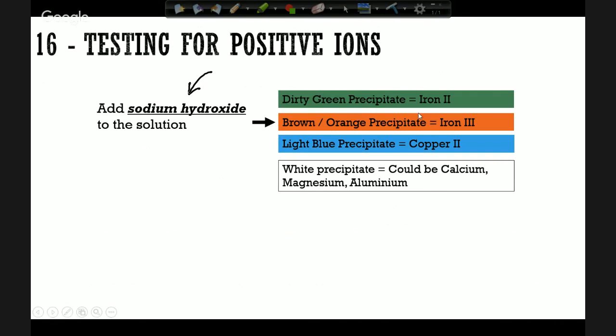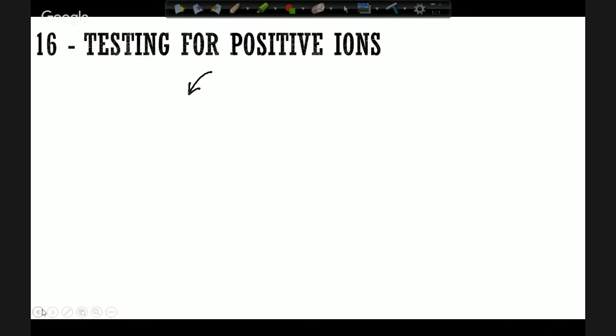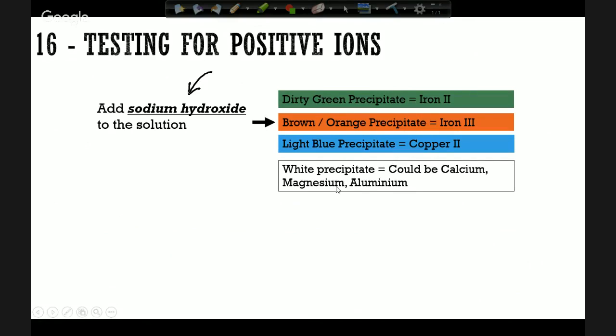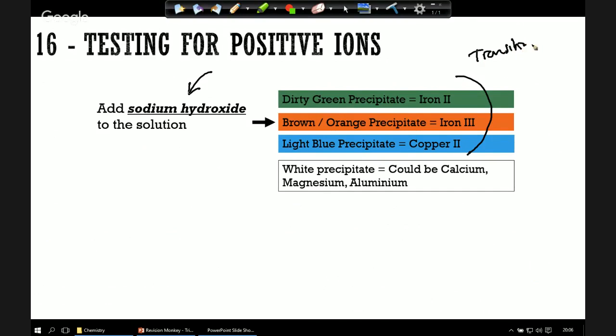Brown or orange is iron 3, and blue is copper. And then you can also have a white precipitate formed, which can be calcium, magnesium, or aluminium. Okay, so this brings us back to the periodic table, remembering that transition metals make coloured compounds. So we've got iron, iron 3, and copper making coloured compounds. Just remembering where this 2 and 3 come from.